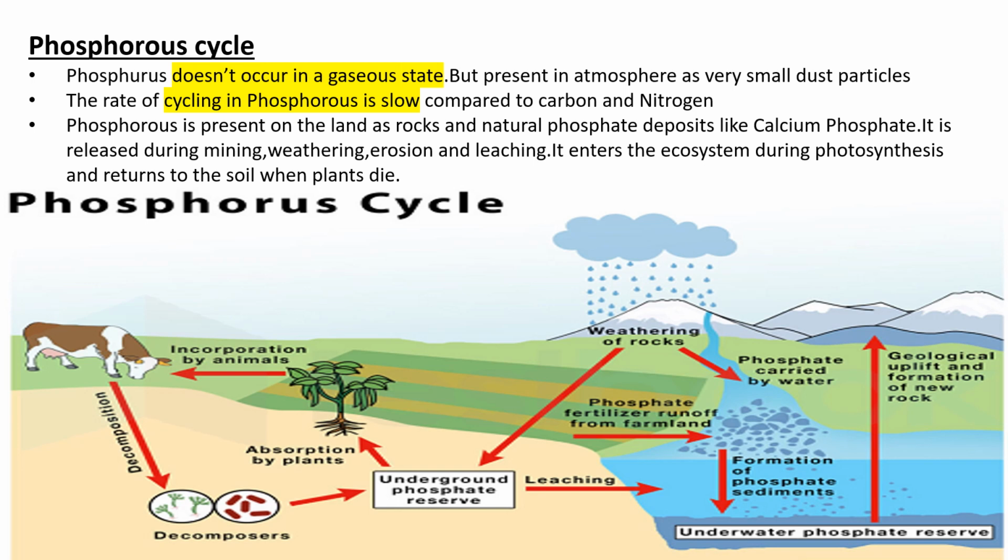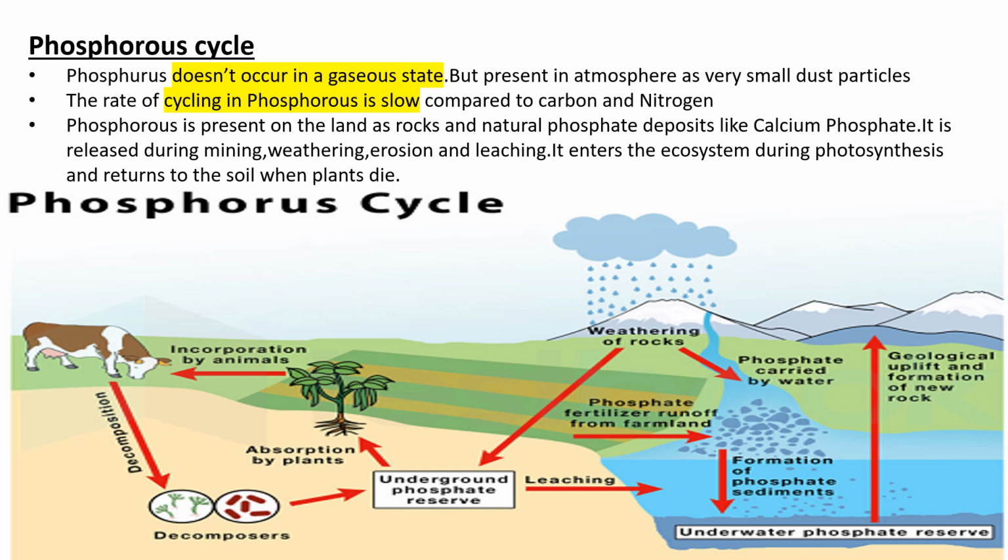The phosphorus is present on the rocks in the form of calcium phosphate. During mining, weathering, erosion and leaching, this phosphate is released into the soil. The plants absorb this phosphate from the soil and hence the phosphate enters the ecosystem. When these plants die, the phosphorus returns back to the soil. This is the summary of the phosphorus cycle.